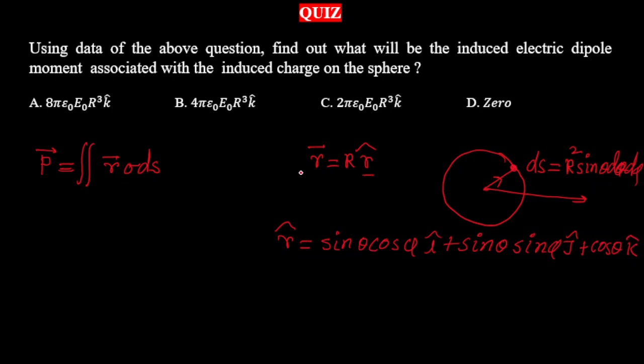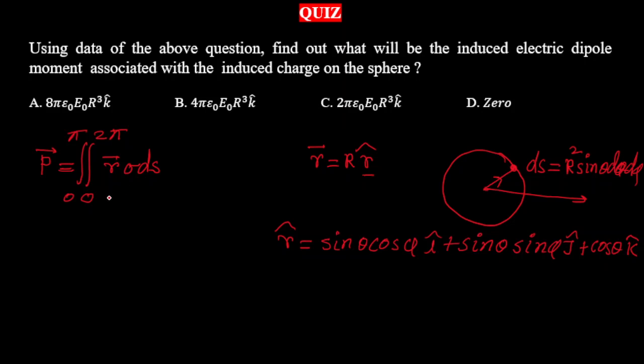So once you put everything here, and then if you integrate over the whole surface, 0 to pi for the theta limit and 0 to 2 pi for the phi limit, you will get the dipole moment. So that is one way to calculate this induced dipole moment, because you know the sigma. So using this definition you can calculate.